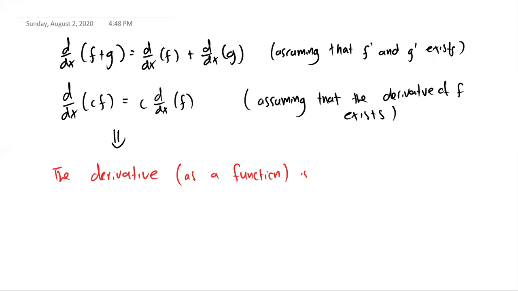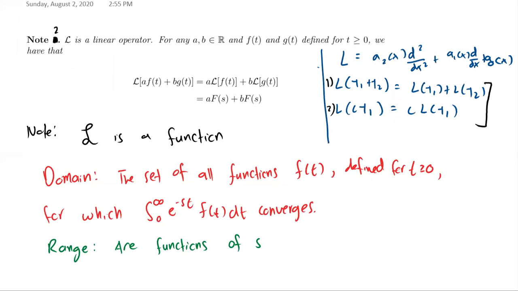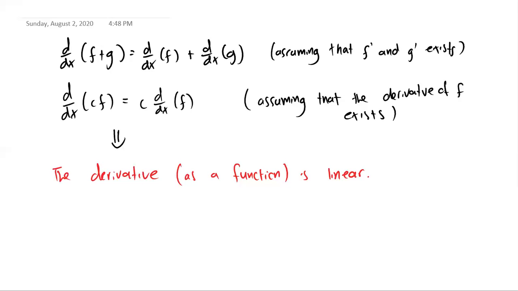And what's the domain? Well, the domain of the derivative operator or function is functions whose derivative exists. And what's the output? Well, it's the derivatives, which again are functions. So this is another example of a function whose domain is functions and output is functions, just like the Laplace transform. We saw that the domain is functions of a particular kind, and the range or output is functions of a particular kind. Another example of a linear function or operator is the integral.